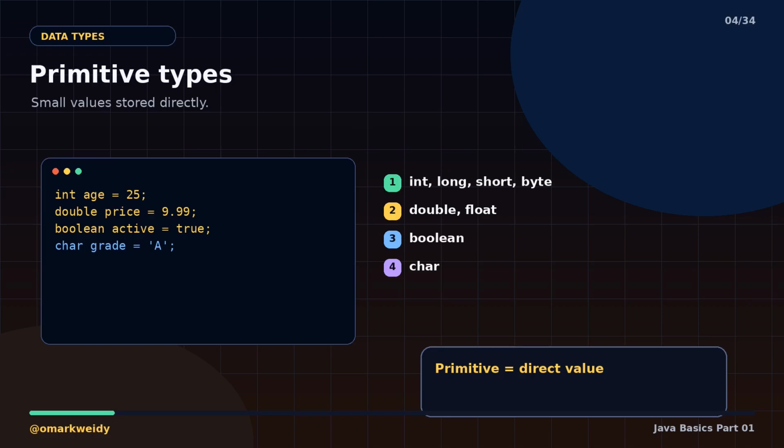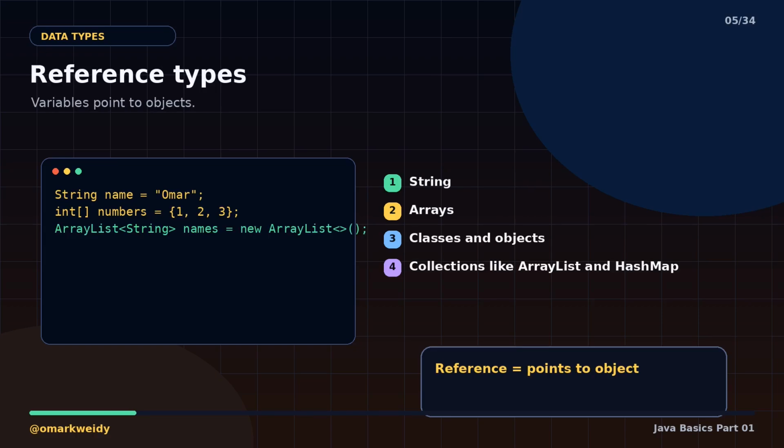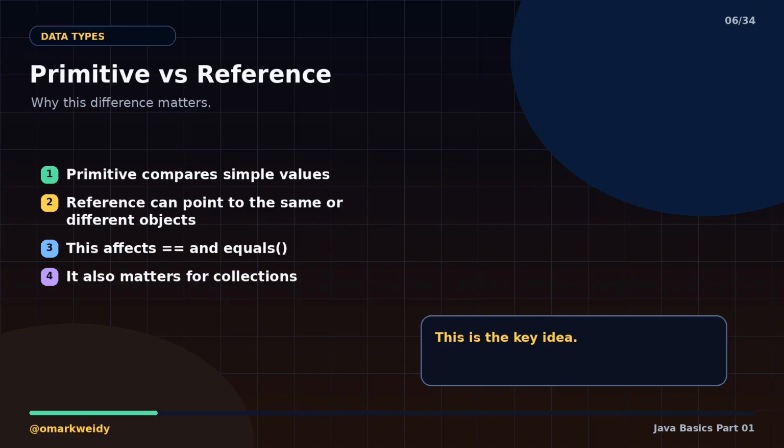Reference types are different. The variable doesn't directly contain the whole object. It points to an object in memory. Strings, arrays, classes, and collections are reference types. This difference matters because primitives and references behave differently, especially when comparing values. This is exactly why double equals and equals can be confusing in Java.